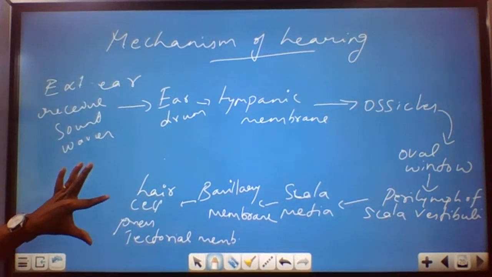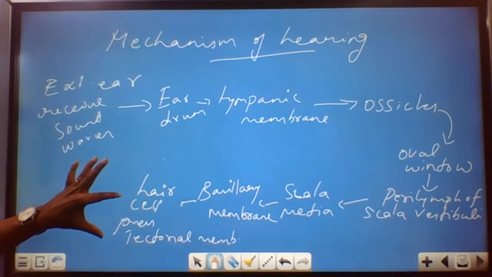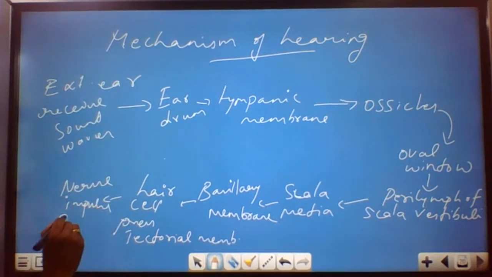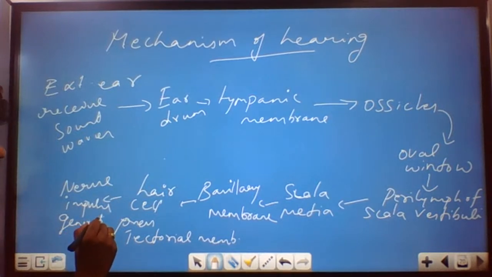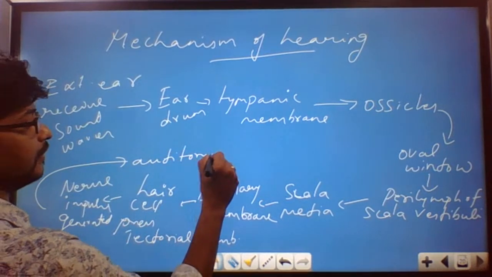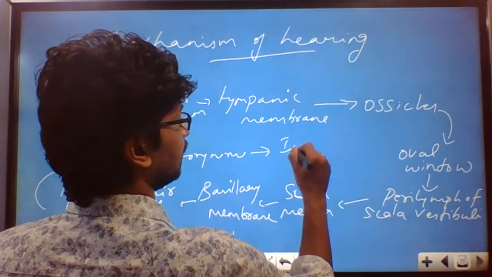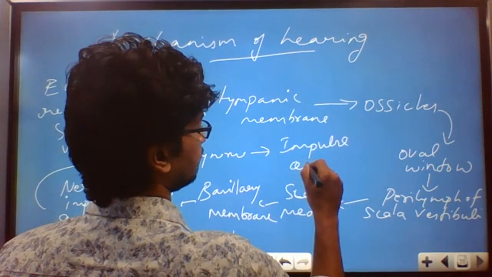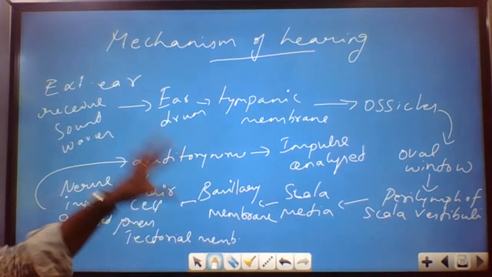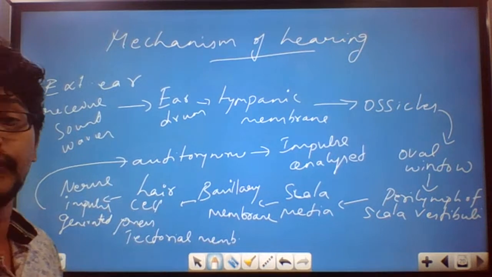These hair cells which press the tectorial membrane, this is the place that is the nerve impulse generator. So once the nerve impulses are generated, this goes to the auditory nerve, and then the impulse gets analyzed here. It is analyzed for what type of sound it is, whether it is noisy or what type of sound exactly. So this is the entire mechanism. This part you get the sequence actually.